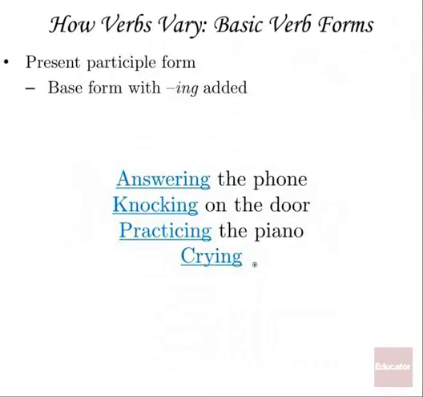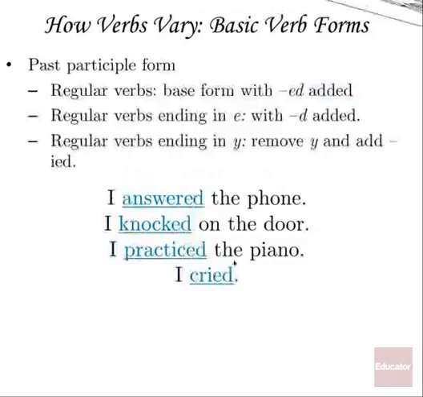All right, now we have the present participle form. This is the base form with ing added on the end. One quick word, if the verb ends with a vowel like E, you generally take the silent E off and put the ing on. So, answering the phone, you just stuck ing on the end of the base form. Knocking on the door. Practicing the piano. Notice that practice ends with E, so we take the E off because it's silent and we put ing on there. And crying. Very simple.